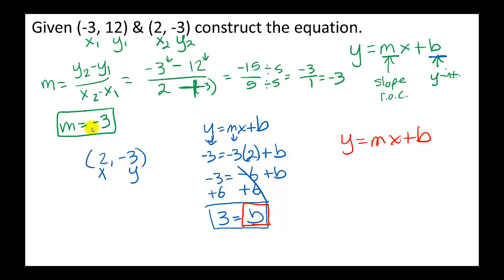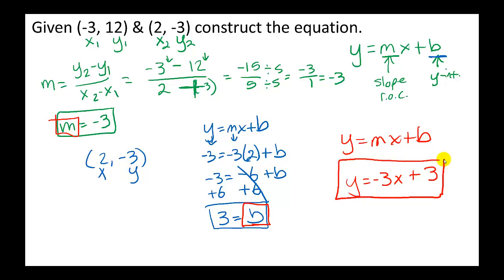Final step is to take y = mx + b and plug in the b that we found and plug in the m that we found. So we have y equals m is -3 times x plus b is 3. And this is our equation.